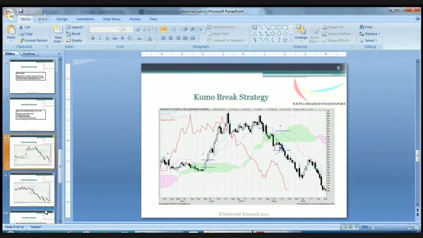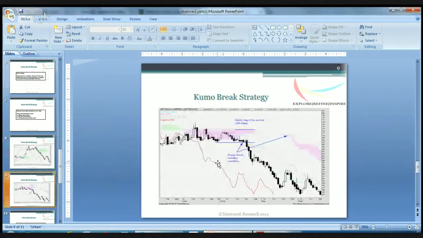Okay, let's see. I have one more chart to show here. Here's Aptec. Here's where the stock closes below the Kumo for the first time. Now, why would you not initiate a short position back here?